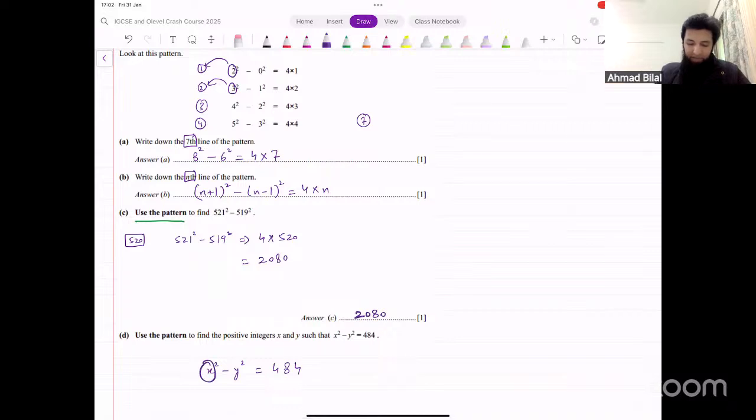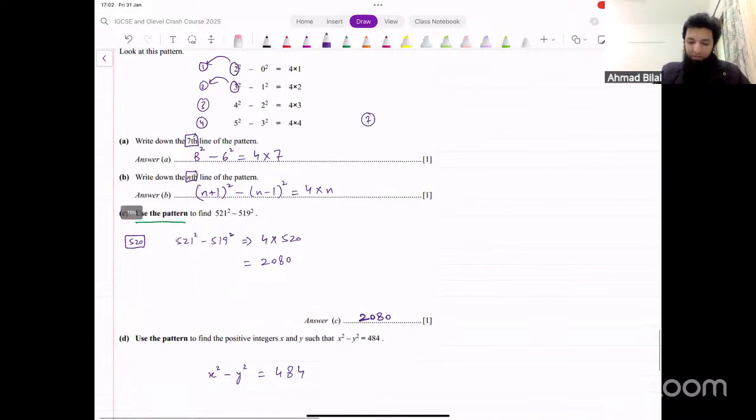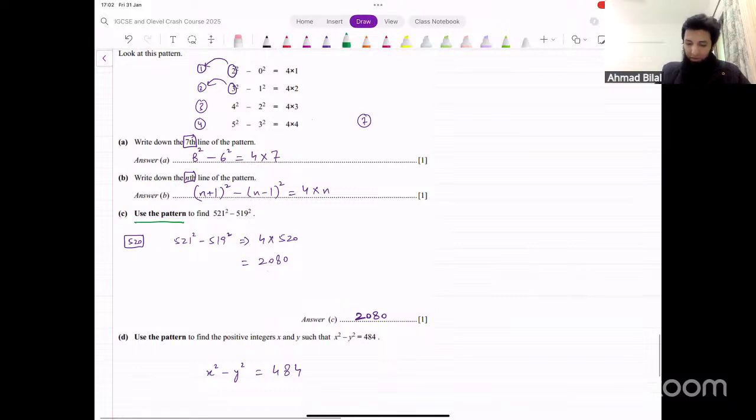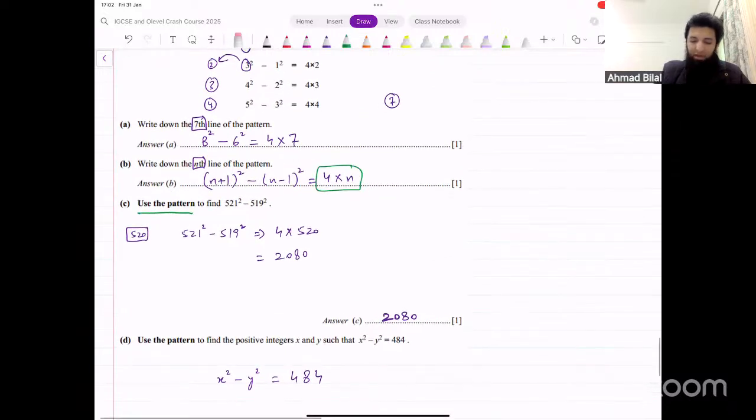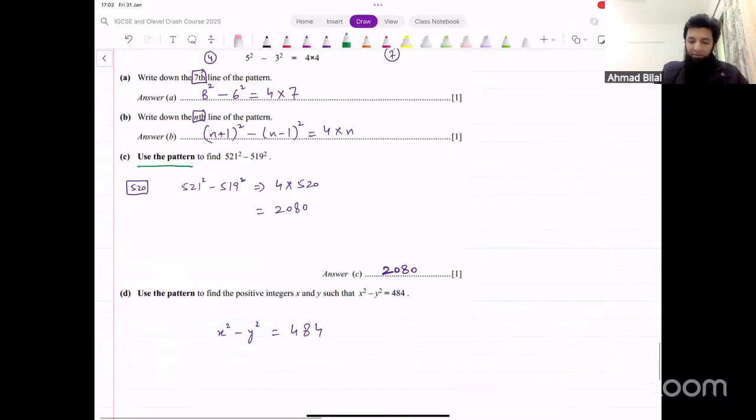If we have x squared and y squared, and on the right side, we have 484, what should the right side look like? It's 4 times n, right? That's what we wrote above. On the right side, it's 4 times n. Can we find the value of n? Can we find the row number for this? Let's try that.